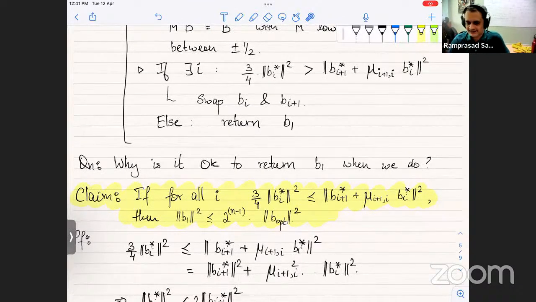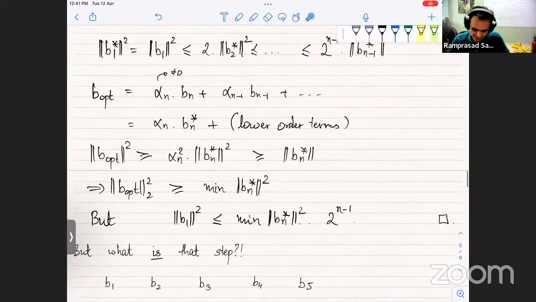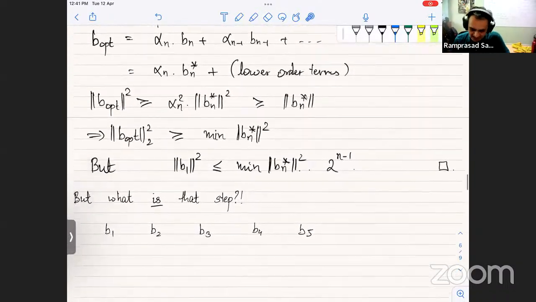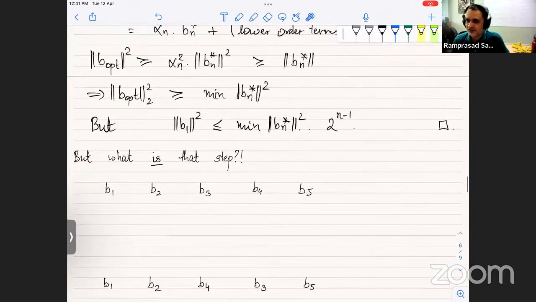But the next question should also be, what is that step? Why are we doing whatever it is that we are doing? Why are we doing this swap business? Because we somehow need to argue that this swap doesn't go on forever. At some point it stops, and not just that, it stops in polynomial steps. Okay, and here is the key point: we're going to try and understand what happens to Gram-Schmidt if I swap two coordinates.